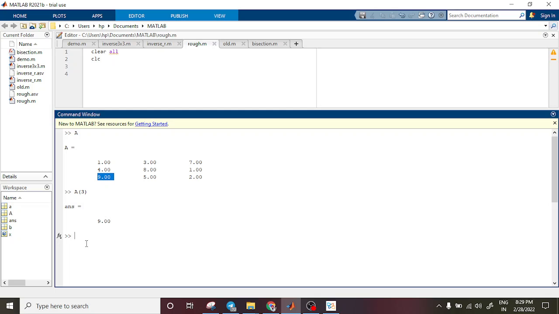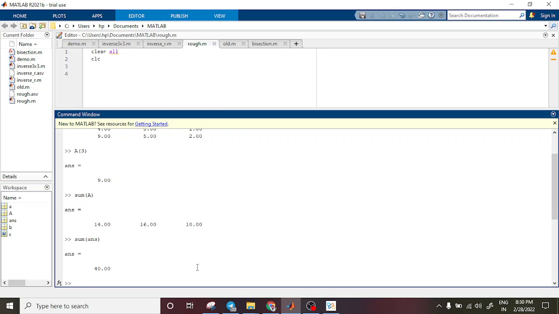Now D, if I'm writing the sum of A. A is a matrix, so what will the sum be? The sum will be according to the column: the sum of the first column here, second here, third here. So it is a column-wise sum. But if I have to sum the whole matrix, you have two options. You can further do the sum of this answer, and you will get 40.